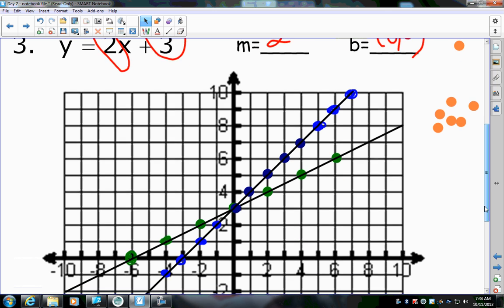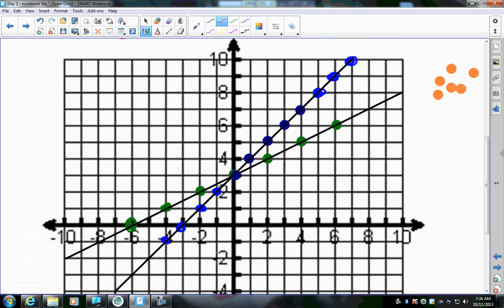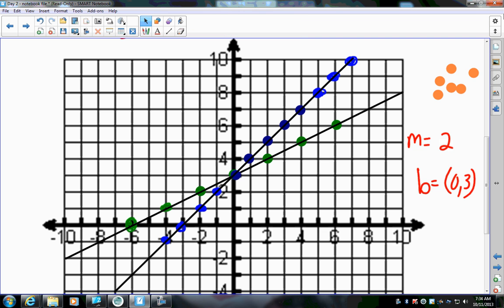All right, coming on down here. Let me write this down. I've got m is 2. The b is (0, 3). Okay, the y-intercept again is (0, 3). So I'm going to start right here.